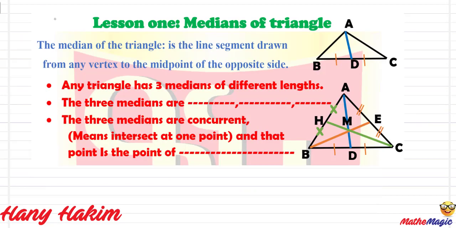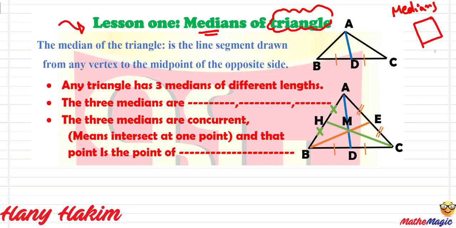And now we are going to move to our first lesson in second prep, which is the medians of the triangles. That means we are going to study something called medians, located inside the triangles. There is nothing called medians of the square, nothing called medians of the rectangle, nothing called medians of a rhombus. So we are going to study something special for the triangle, which is called the medians.